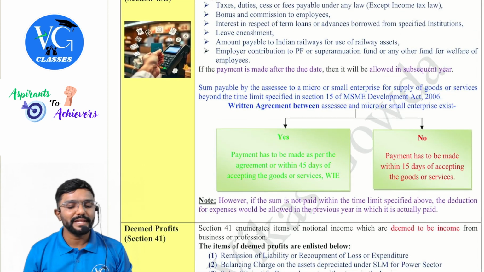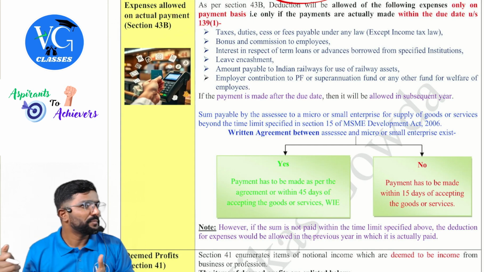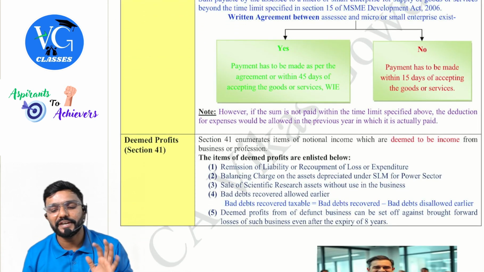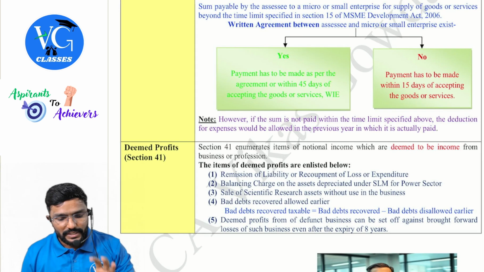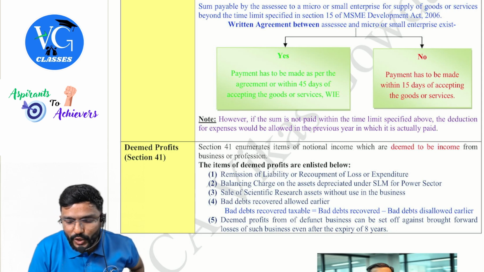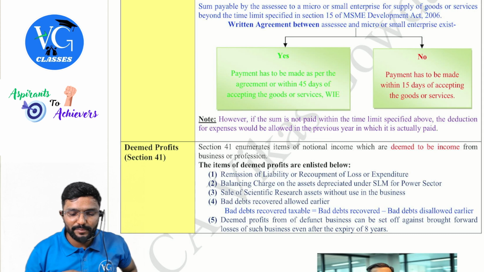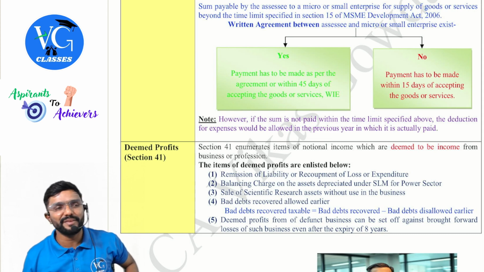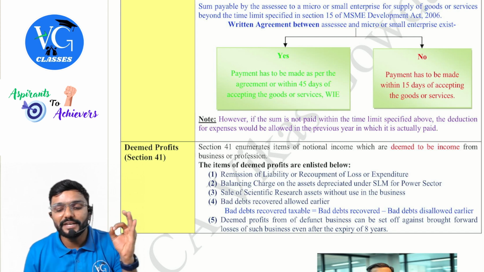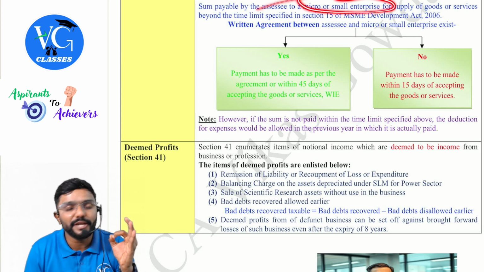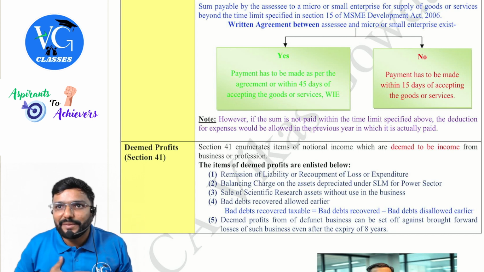Guys, one more element is there, which is a part of 43B, but the provision is different. That is why I have taken it here. This was an amendment in the last year. So what is it? We will see. Sum payable by the assessee to a micro or small enterprise for supply of goods or services beyond the time limit specified under section 15 of the MSME Act. MSME means micro, small and medium enterprise, but here they cover only small and micro. Medium is not covered.